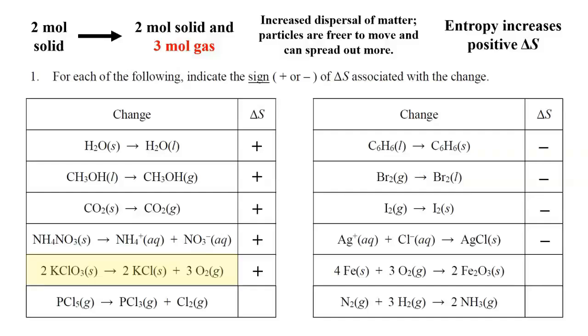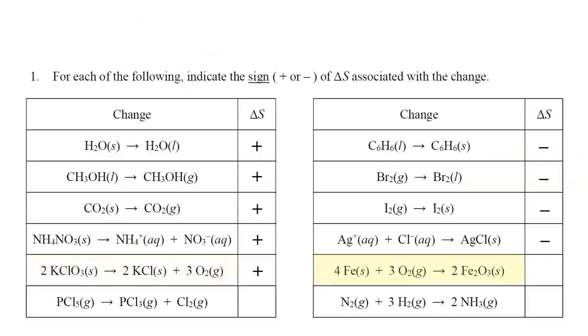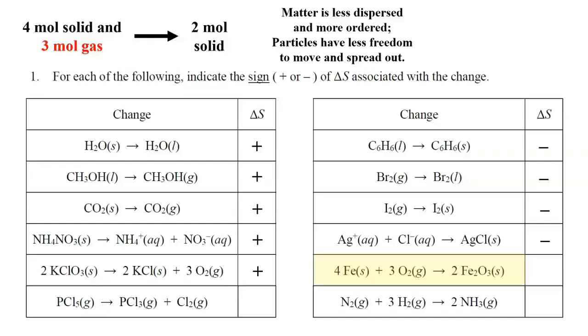Now, in our next example, we have a different chemical reaction represented by a balanced chemical equation. Let's do the same analysis and focus on the phases of matter on each side of this chemical equation. So on the left, for the reactants, we have 4 moles of solid and 3 moles of gas. And on the right, for the products, we have 2 moles of solid. So our prediction for this chemical reaction is that the matter is less dispersed and more ordered. The particles have less freedom to move and spread out. That would lead to a decrease in the entropy of the system and a negative delta S.